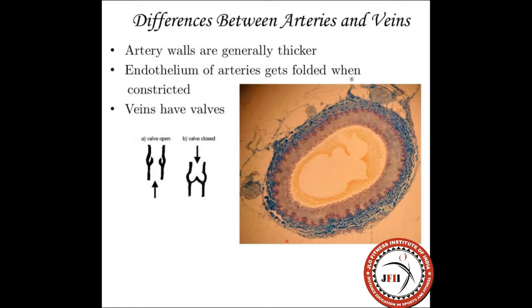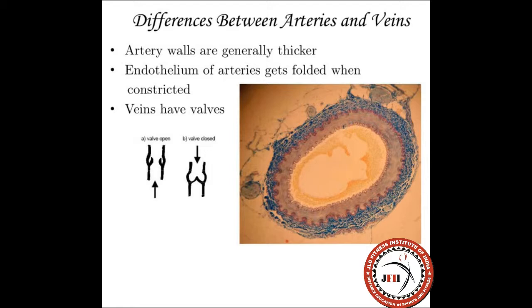The endothelium of arteries gets folded when constricted. And this picture does a decent job of showing that. So you can see that here is the tunica externa, here's the smooth muscle of the tunica media, and you see that right here, this tiny, very thin layer, the tunica interna or tunica intima, is kind of folded.